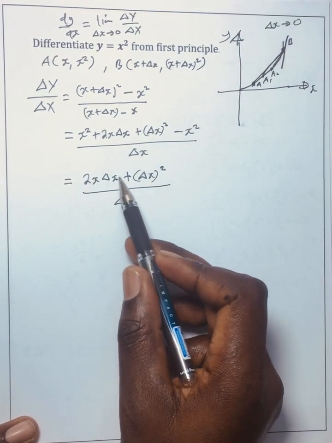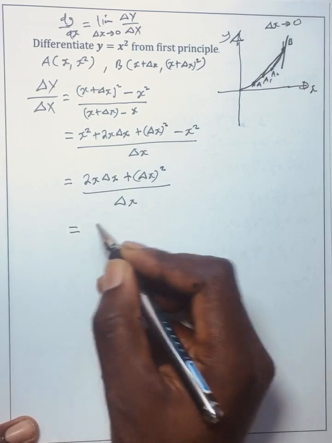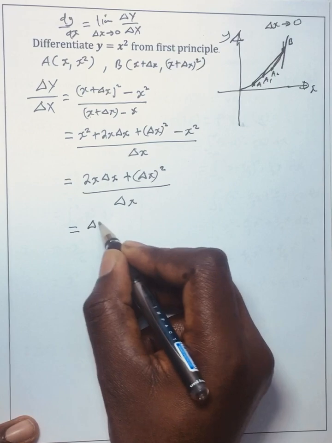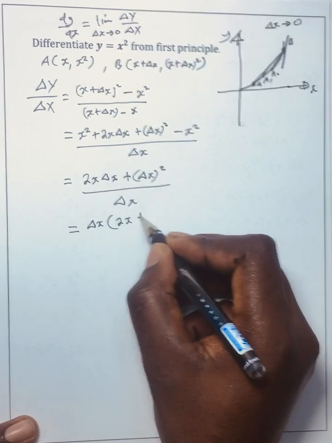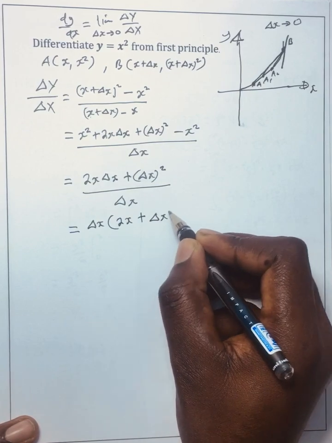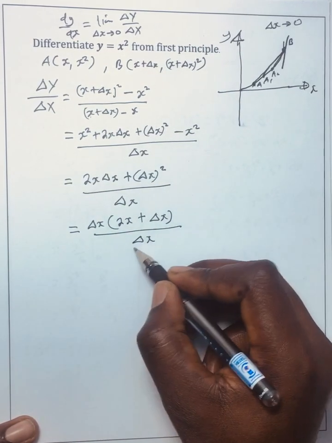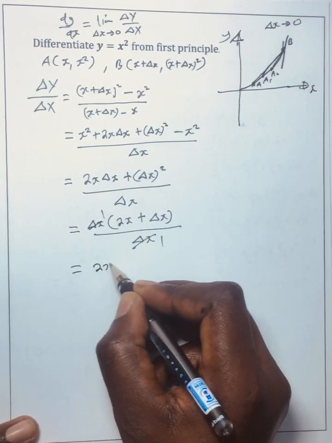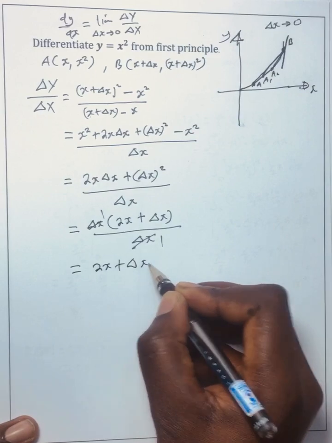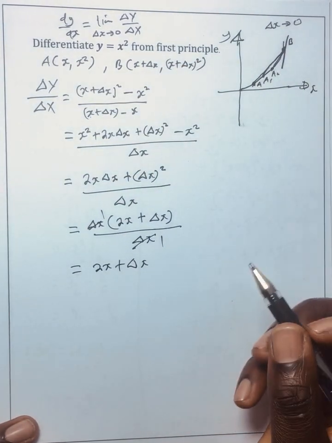There is a common factor in the numerator, that is change in x. You can factor it out so that you have change in x into 2x plus change in x, over change in x. That one will cancel with that, so that you are left with 2x plus change in x as our change in y over change in x, or as our gradient function.